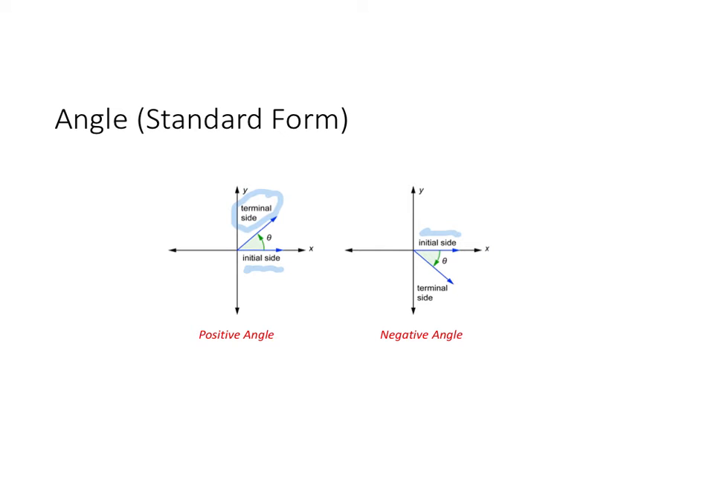All right, now, if the angle goes from the initial side, the positive x-axis, counterclockwise to the terminal side, it is considered a positive angle. If the angle goes from the initial side, the positive x-axis, to the terminal side in a clockwise direction, it is considered to be a negative angle, all right? So positive angles always go counterclockwise. Negative angles always go clockwise.